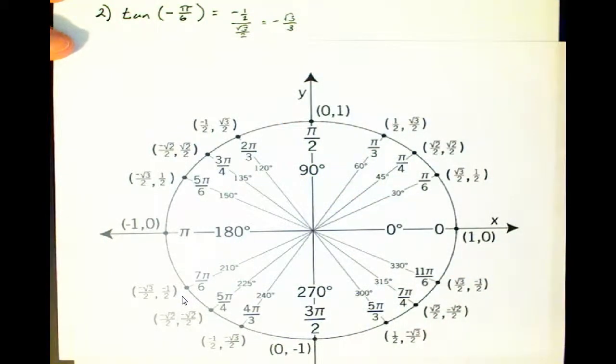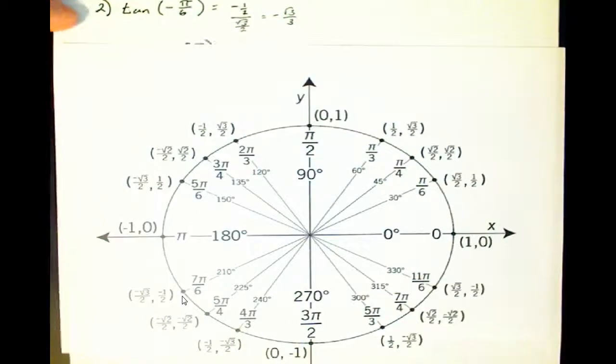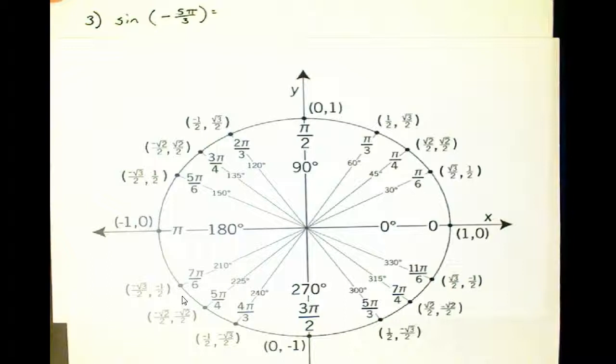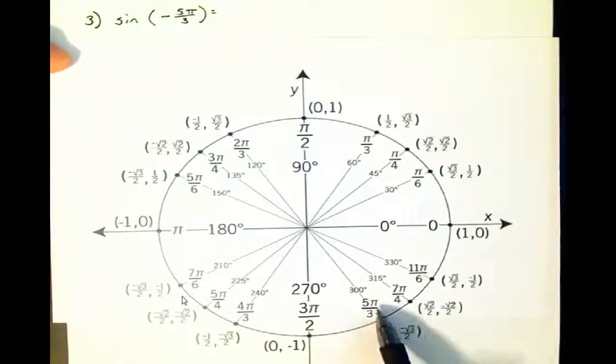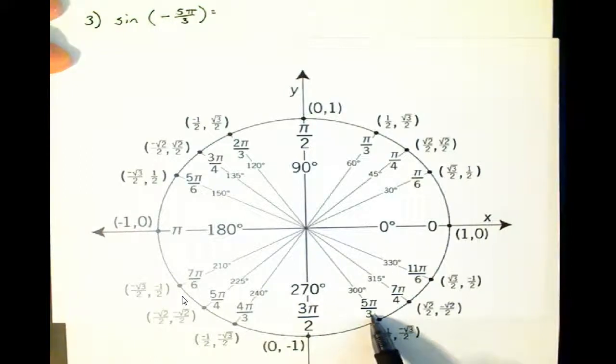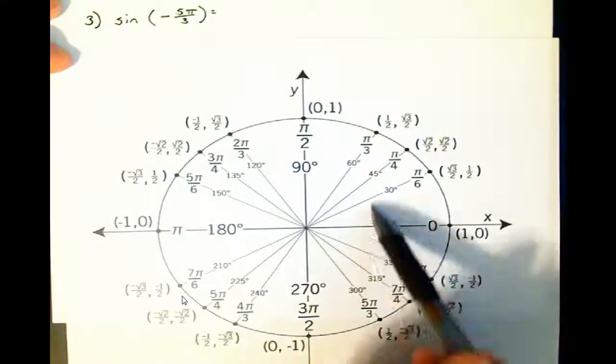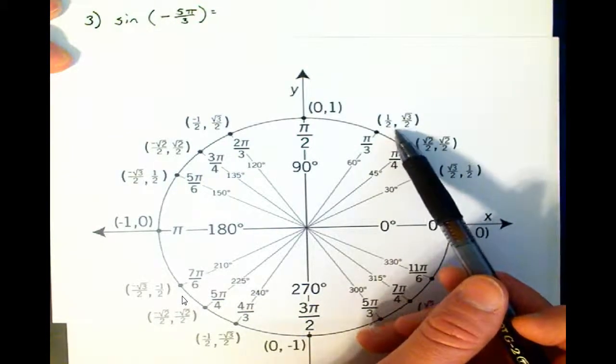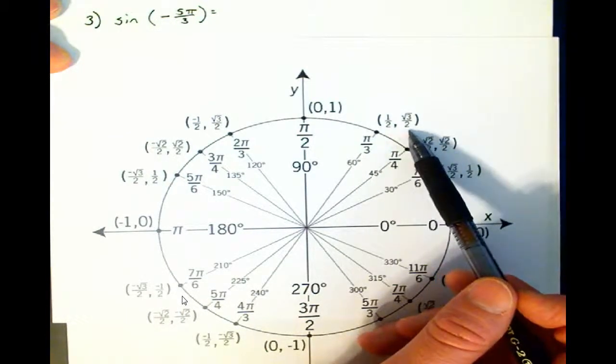I'm going to have to practice this. Okay, sine of -5 pi over 3. Well, I know the regular 5 pi over 3 is down here. And if you remember, the negative version is just straight up from it, so it's right here. Okay, so I'm looking at these two. And sine is the y value, so it's just square root of 3 over 2.